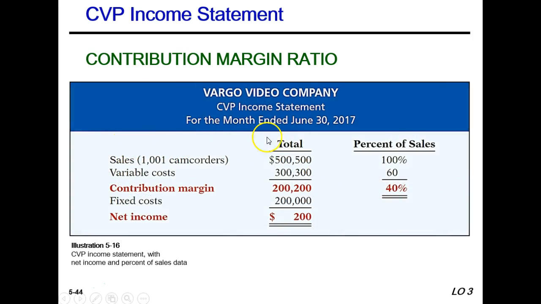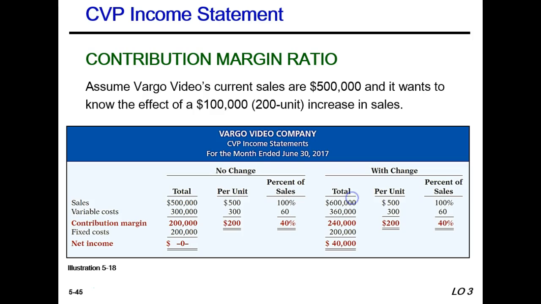So if we sell 1,001 camcorders and our variable costs are $300,300, then as you see here, we're still going to come up with the same. If sales are 100%, variable costs are 60%, our contribution margin is still the same, 40%.